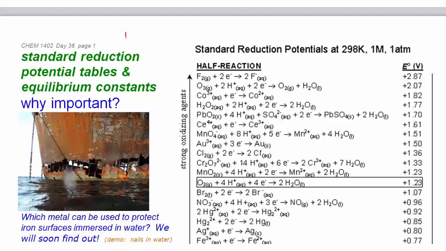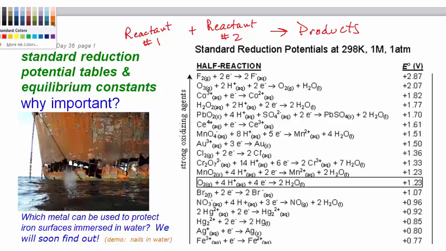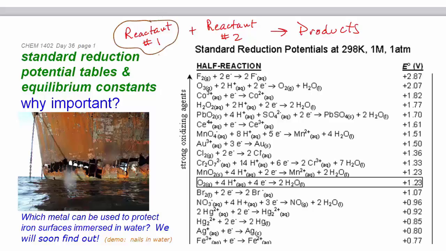Typical reactions, right? We have reactant number 1 that reacts with reactant number 2. And these reactants react, of course, and they make products. Now in so doing, let's say that reactant number 1 gets oxidized, right? If it gets oxidized, it's producing electrons, a lot of electrons.